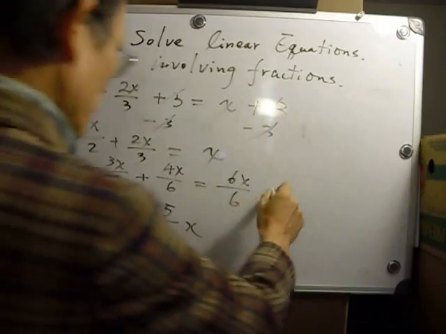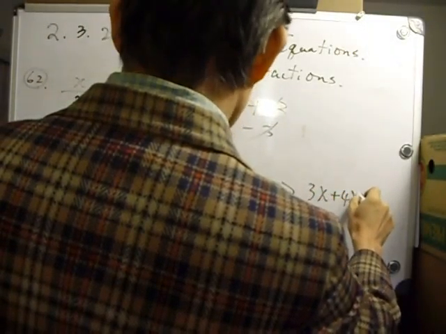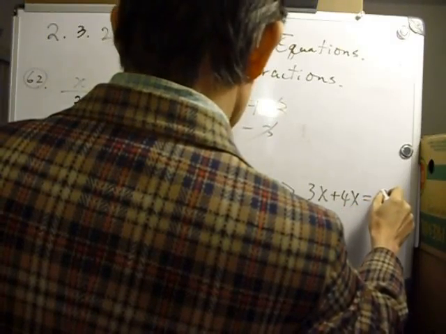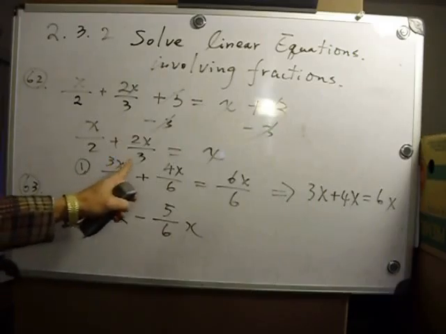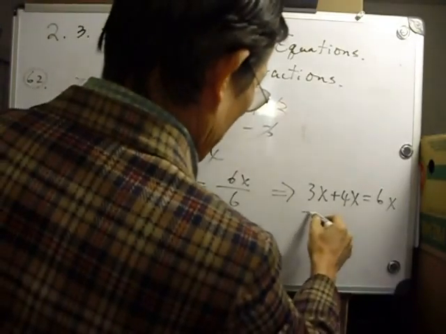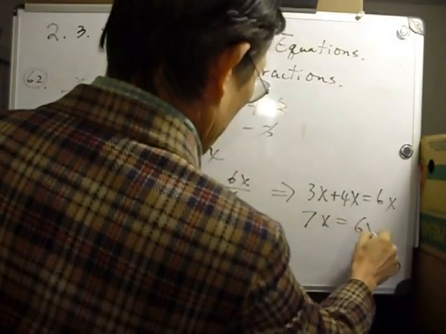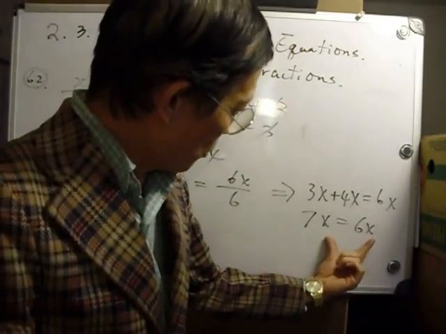Okay. Then after this step, you can multiply by 6 on both sides, each term multiplied by 6. You will get 3x plus 4x equals 6x. Okay? 3x, 4x equals 6x. And then combine like terms: 7x equals 6x. You see the same variable on both sides.